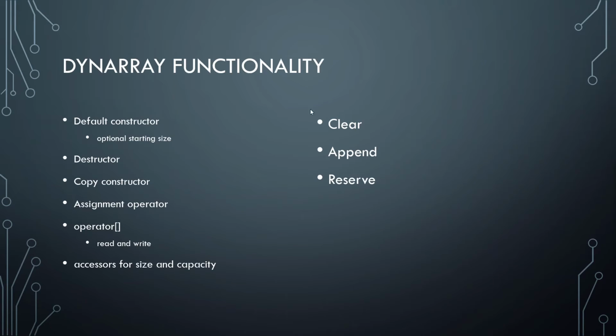We're going to have a clear function that can be a helper. That's something that we may use in our destructor, or just in general if we want to reuse an object. We will have an append function. This is going to be the equivalent of push back in the vector. And then we will have our reserve functionality where we can reserve more memory if we have reached our capacity. And again, we'll talk more about that when we get to that particular slide.